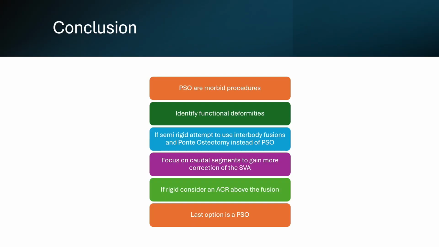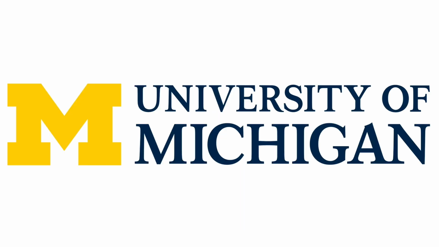So in conclusion, I think it's important for everyone to recognize that PSOs are very morbid procedures, and I try avoiding them as much as possible. They're my last line of treatment. It's important to identify a functional deformity because of stenosis or nerve compression from a structural one. If you do have a structural deformity, if there's any air or vacuum phenomenon in that disc space, you're likely going to be able to mobilize it with a lateral and Smith-Petersens. And if you need more correction than that, then you could always go ahead and do an anterior column release. Thank you very much.